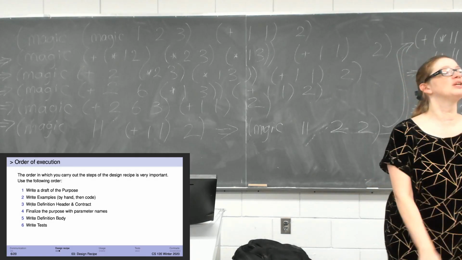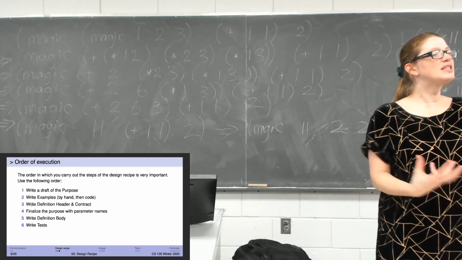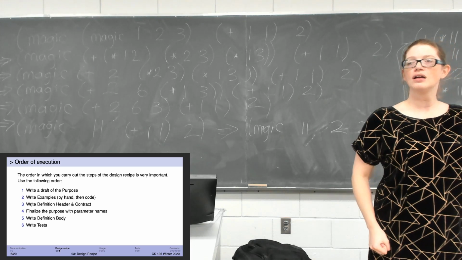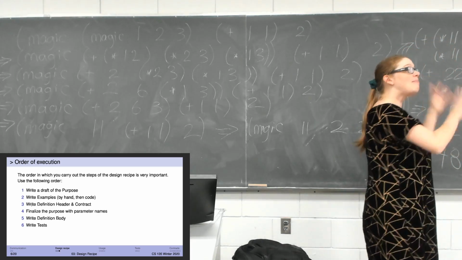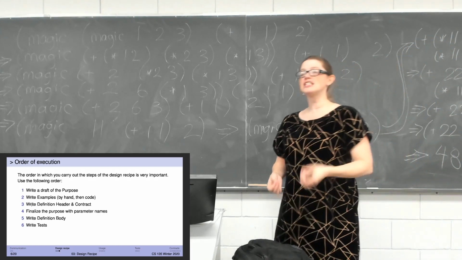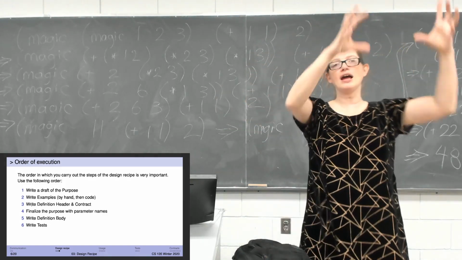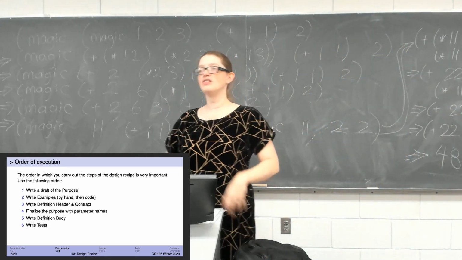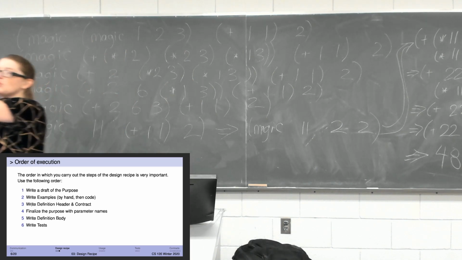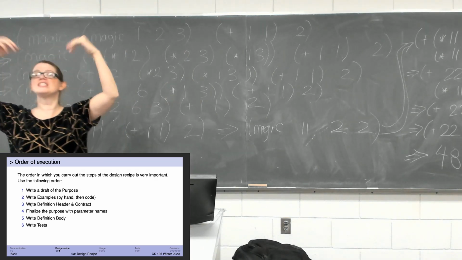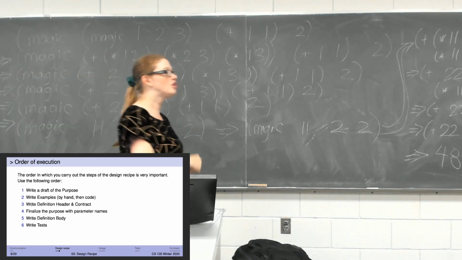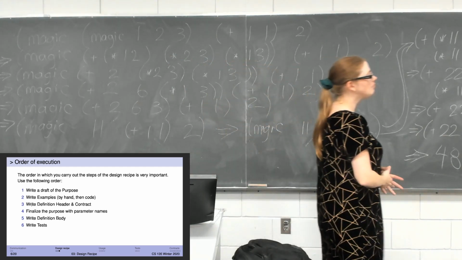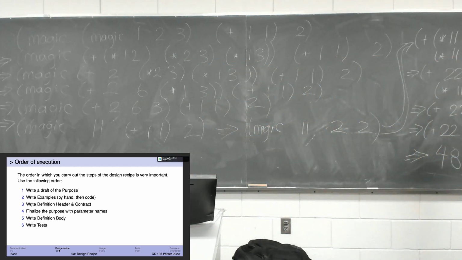Now that you've actually put some skin out there, you can go back and amend your purpose so that it actually says, okay, function X, these parameters, does this, this, and this with those parameters. You can go back and fix it, make sure it's all nice and wordy and all of that. And then you can write the body of your function and then you write your test. Or at least that's what they say here.